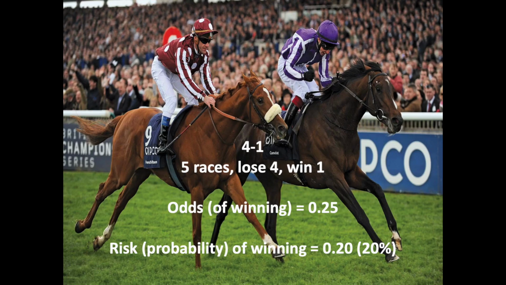But 4 to 1, for example, is the odds of losing. Now in 5 races, therefore the horse will lose 4, they'll win 1. So therefore the odds of winning is 0.25, 1 over 4. But the risk, the probability of winning is 1 over 5.